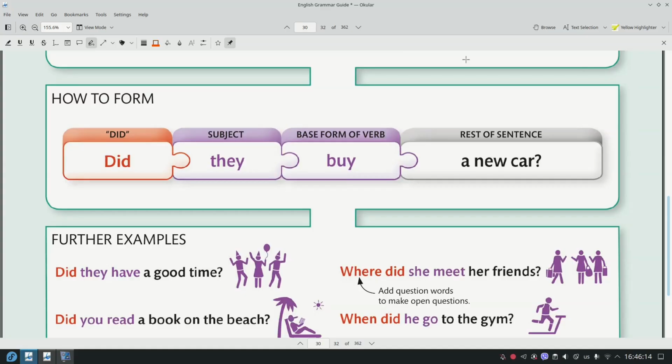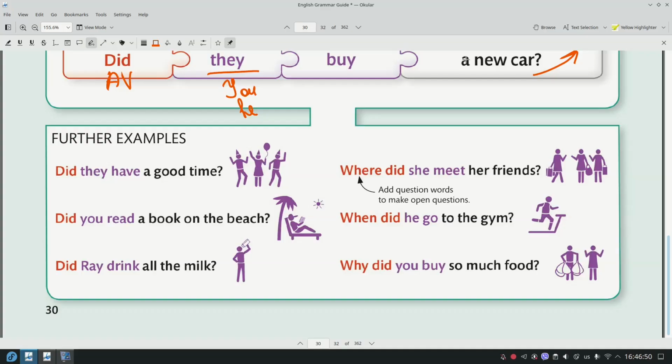How to form? One more time. Did, auxiliary verb, takes the first place if we are talking about questions in the past. Then goes the subject, they, you, he, she, it, whatever. Then you need the base form of the verb. In our case, that is buy. Then goes the rest of the sentence. And we have, did they buy a new car? Don't forget about your intonation. It goes up. Did they buy a new car?